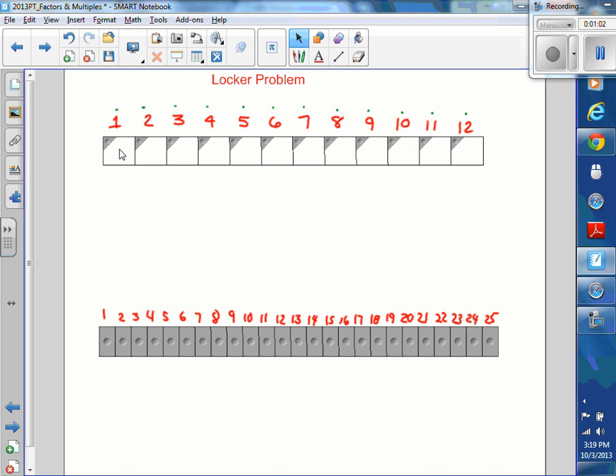So, Kate, the second student, what's the second student going to do? The second student closes the doors of lockers 2, 4, 6, and 8, and so on to the end of the line. He's going to have to touch all of the even lockers, right? And close the door of them.